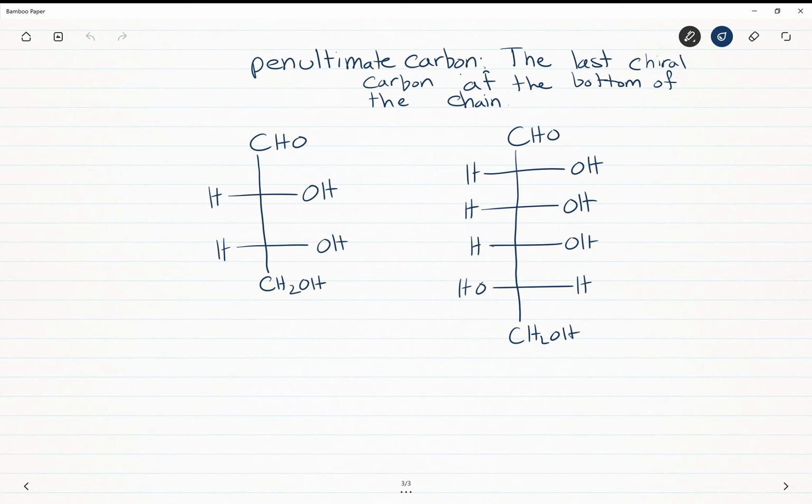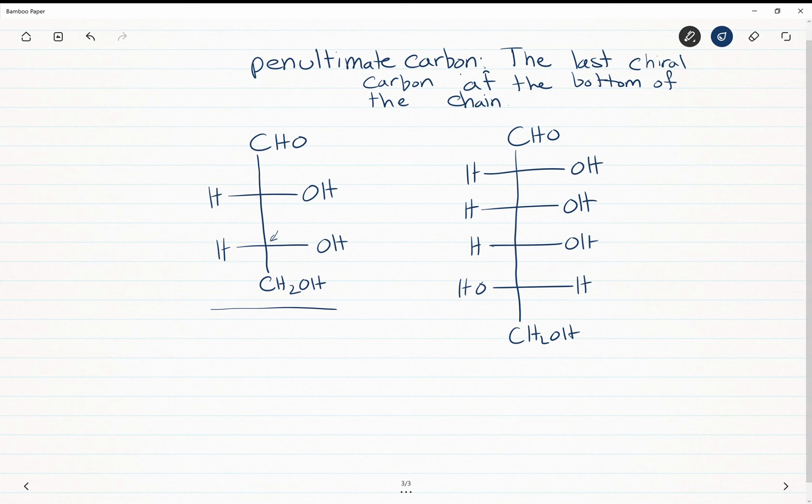And so you know what a chiral carbon is because every time you see this fishbone throughout the molecule, you have a chiral carbon. We only fishbone the chiral carbons. But the ones at the bottom, because they're not fishboned, they're not chiral. So the penultimate carbon in the left molecule will be this one right here.